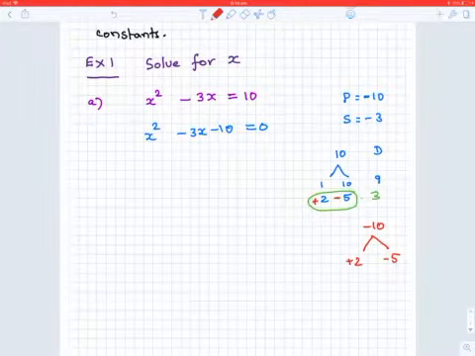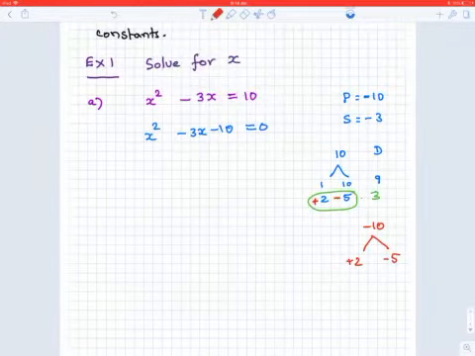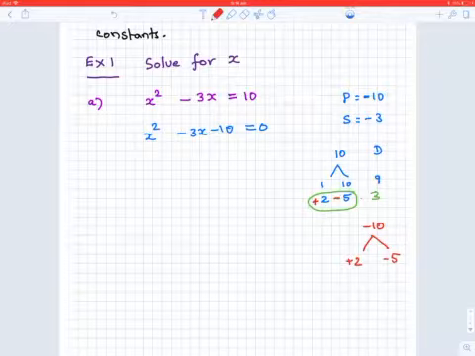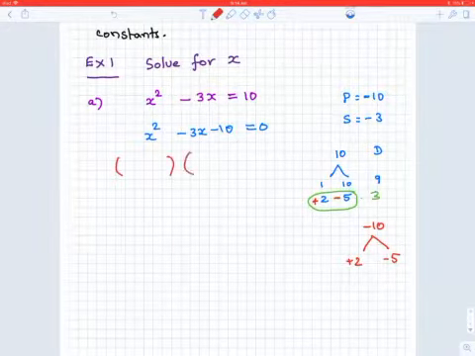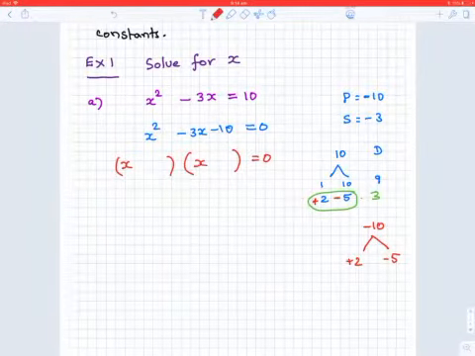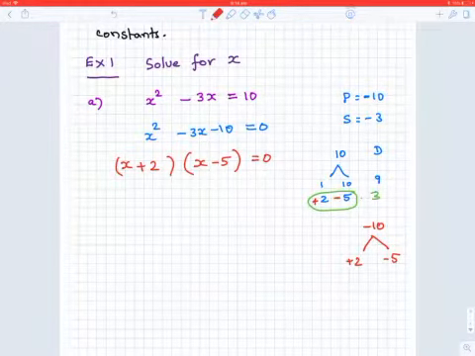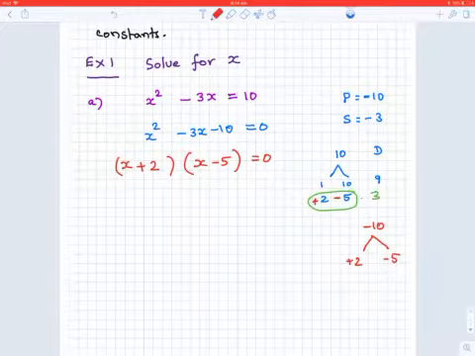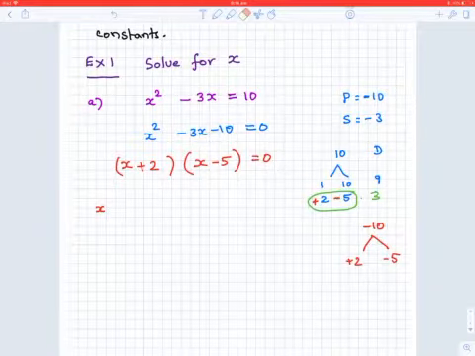So obviously minus 5 times plus 2 gives you minus 10. So we can go straight, because we know the factors, and because the x squared coefficient is 1, we can use the double bracket like this. The first is x and x, and then we are going to put plus 2 and minus 5. So we got the factors.